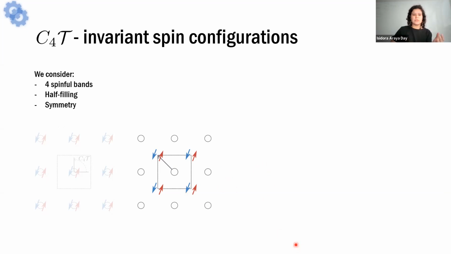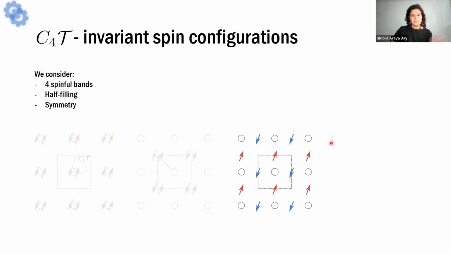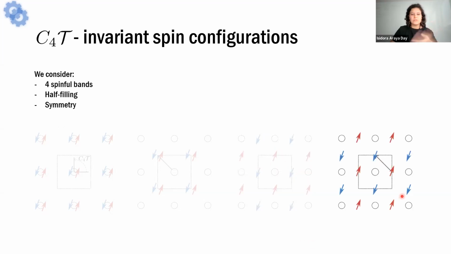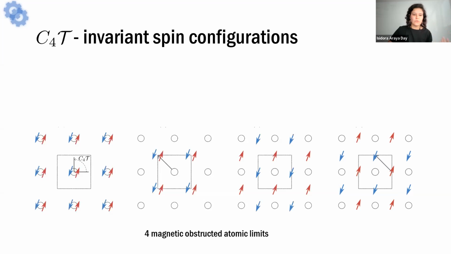So by following this procedure, we get a third atomic limit, and that is where the spins are located in between unit cells. So we have a blue spin here pointing down in between 2 atoms. If we apply C4T, we get the red one, and if we apply C4T on the red one, we get the blue one. So this one is also C4T invariant, and we also find one displaced by a fractional lattice vector combination. And so by looking for atomic limits, we find 4 different spin configurations.